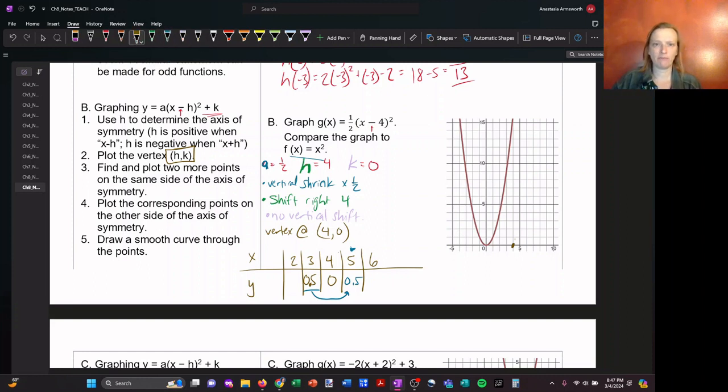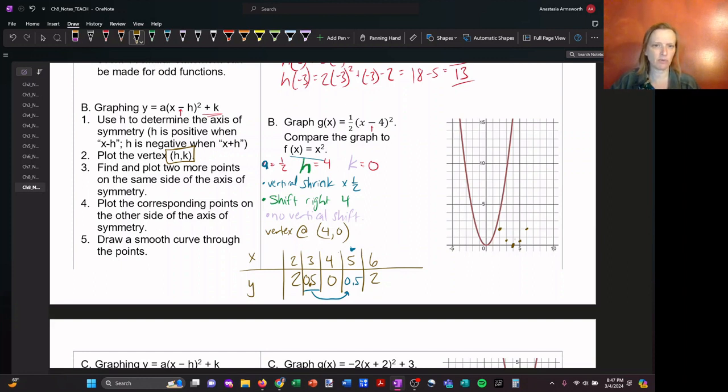What other inputs? We said we were going to input the value 2, and when you replace the x with a 2, you get an output value of 2 for both an input of 2 and an input of 6. So far, if I plot these points here and here, this isn't actually great for graphing a parabola. I would like to have some more points.